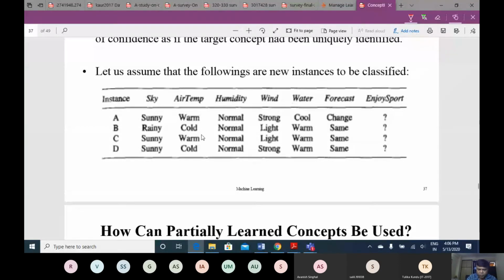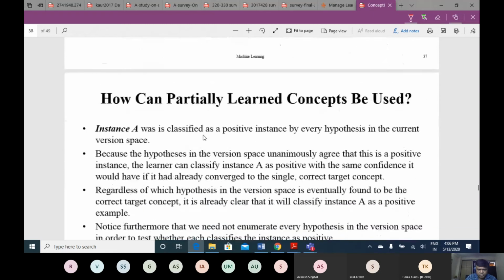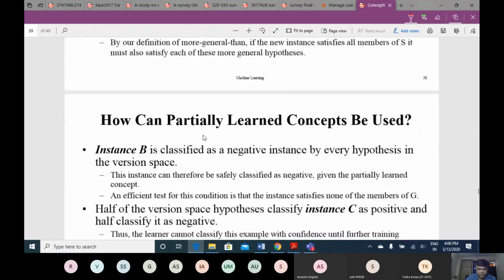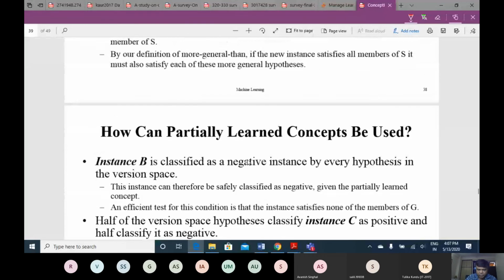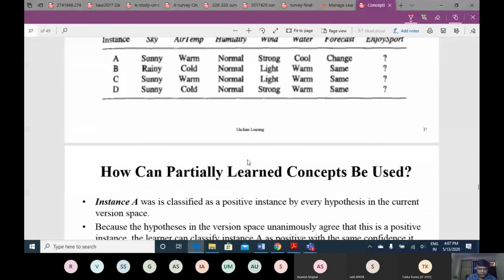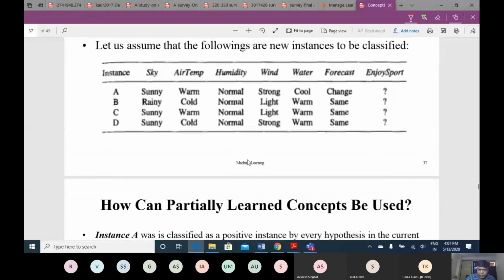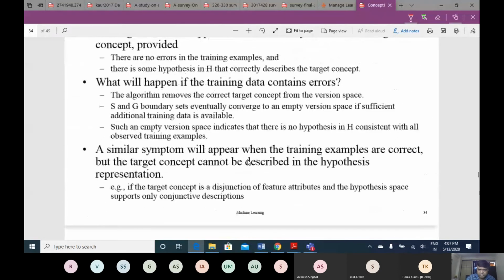Now, what about this rainy, cold, normal? Okay, what about this rainy, cold, normal as a negative instance by every hypothesis? So let us check this also. Rainy, cold, normal, light, warm, same. Now let us see how many hypotheses in this.